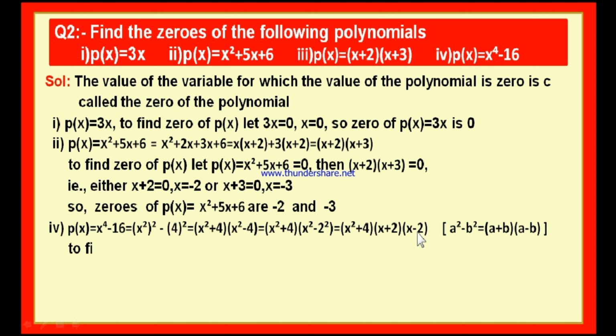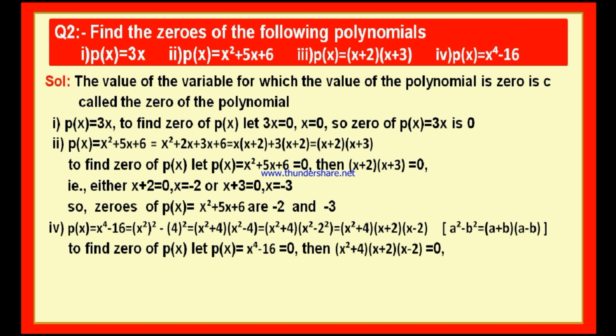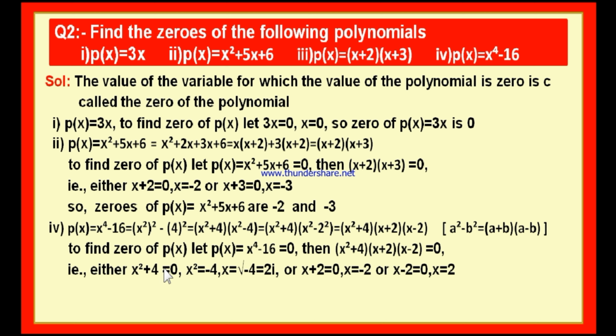Now let us equate it to 0. To find the zeros of the polynomial p of x, let p of x is equal to x power 4 minus 16 and is equal to 0. Then what are the factors of x power 4 minus 16? X square plus 4, x plus 2, x minus 2 equal to 0. Since the product of three values is 0, at least any one of them should be 0. So either x square plus 4 is equal to 0, then x square is equal to plus 4 other side minus 4, and x is equal to square root of minus 4.